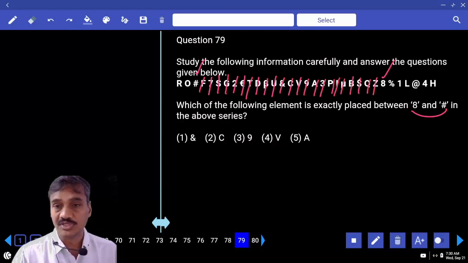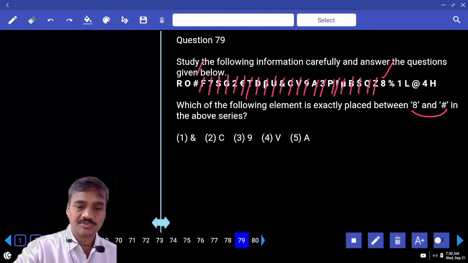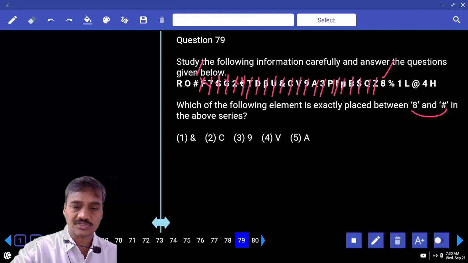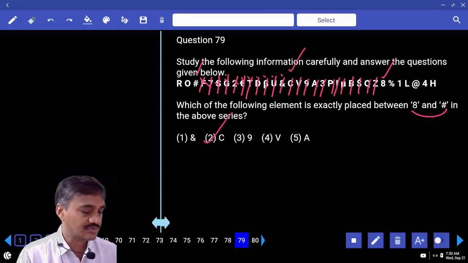21, 22, 23. If it is 23, what should we take? The 12th element. And what is the 12th element? 1, 2, 3, 4, 5, 6, 7, 8, 9, 10, 11, 12, that is C. And C, that is choice 2, 79.